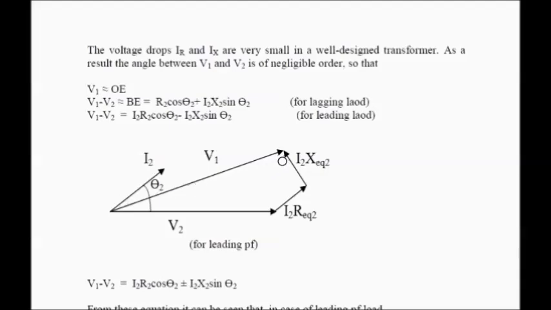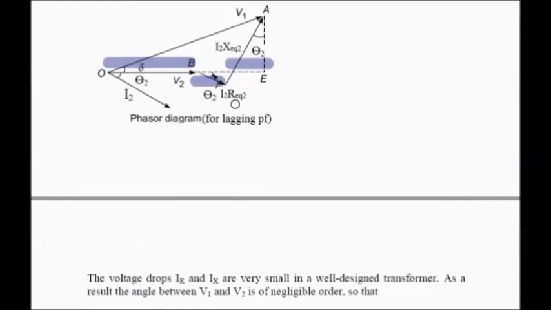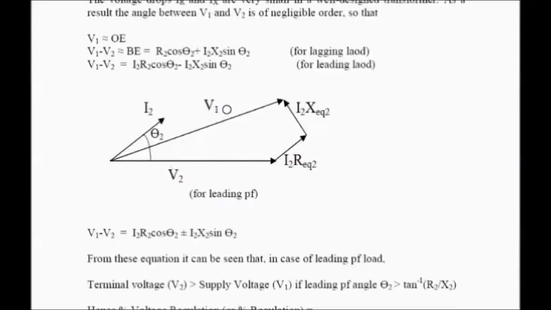This is your V1. Now here also, when I have to calculate V1 minus V2, using the same concept as I used here, we will find that V1 minus V2 will be this difference. The X component of this phasor will be I2 R equivalent cos theta 2, and this is backward, so it will have the sin theta 2 component in the negative direction. So I2 R equivalent cos theta 2 minus I2 X equivalent sin theta 2.